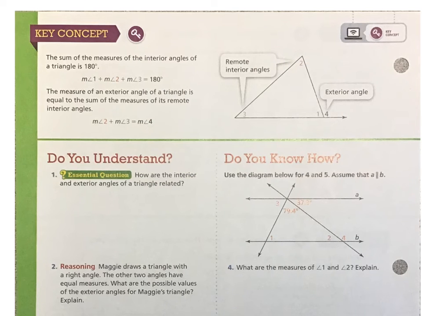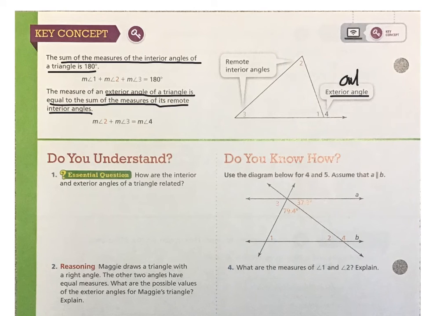Don't forget the rules that are highlighted here in your key concept. First of all, the sum of the measures of the interior angles of a triangle is always 180. The measure of an exterior angle is equal to the sum of the measures of its remote interior angles. So the exterior angle is outside the triangle, and the remote interior angles are inside and not adjacent to the exterior angle.